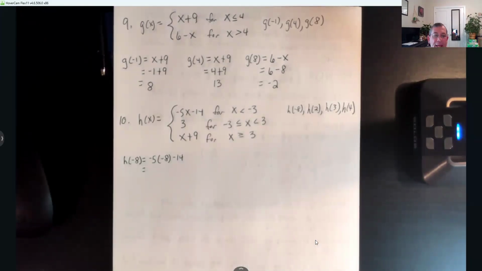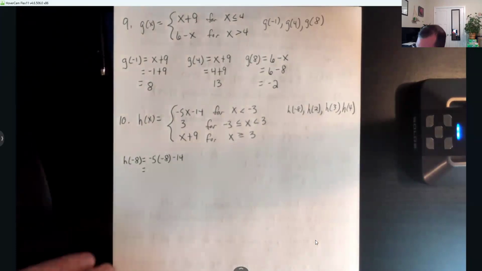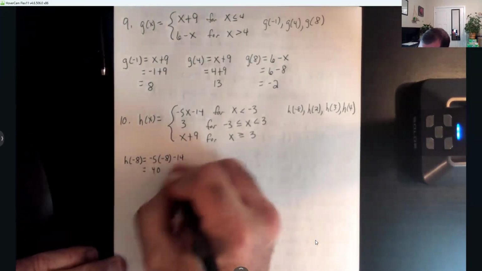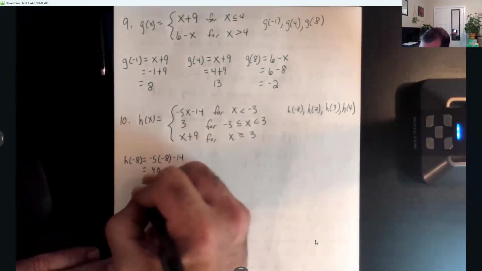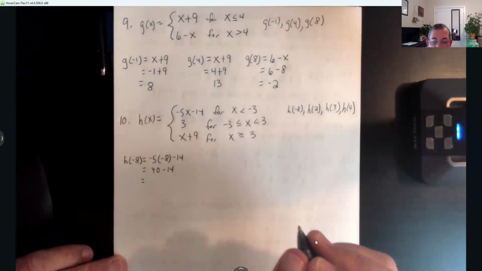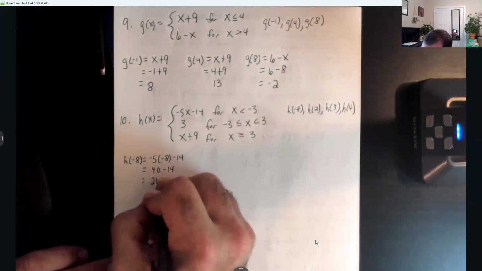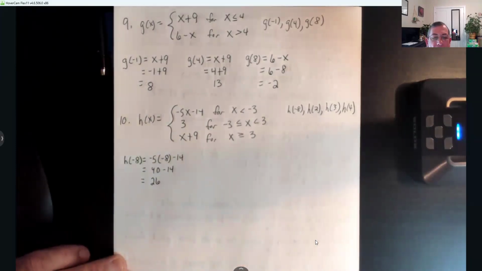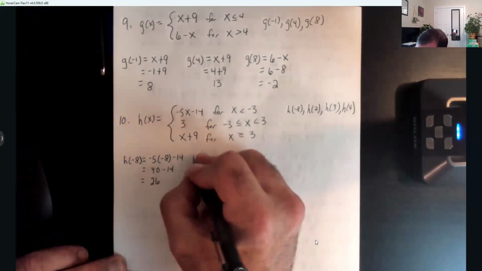Right? So negative times negative makes that of what? 5 times 8 is 40 minus 14. Ooh, what's that? 40 minus 14 looks like 26. All righty. How about h of 2?